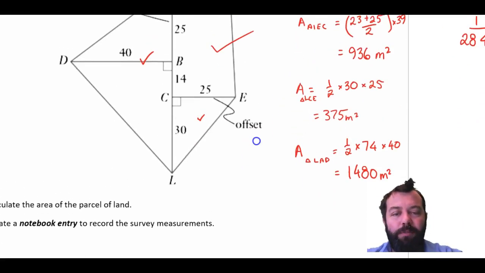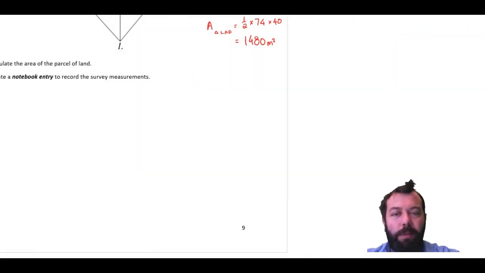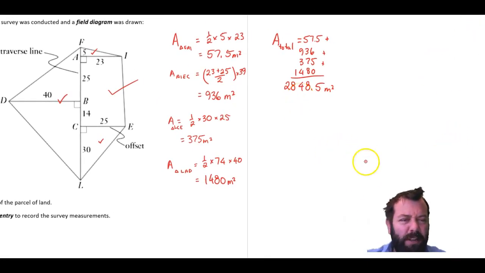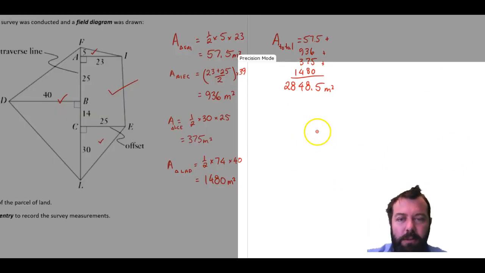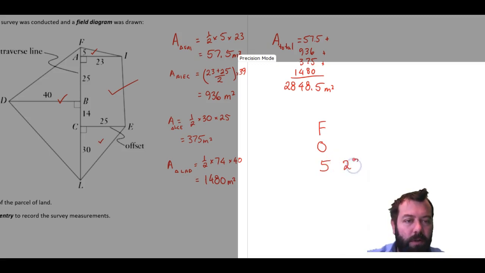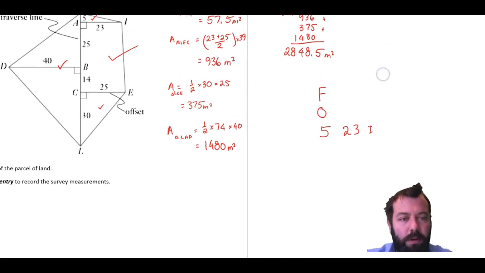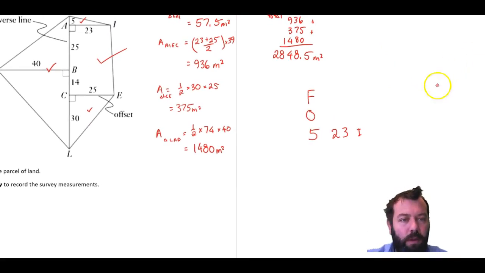We need a notebook entry. The way we do this, I'm going to zoom in because I need a bit more space, but I also need to be able to see the diagram as I do this. Our notebook entry looks a little bit like a double-sided stem and leaf plot, I suppose, in some respects. So I'm going to put F at the top here, and then underneath that, you can see I start with a 0 and then a 5. And off to the right of the 5, I've got 23, and that's to point I. Space. Yeah, I can do it over here, hopefully.